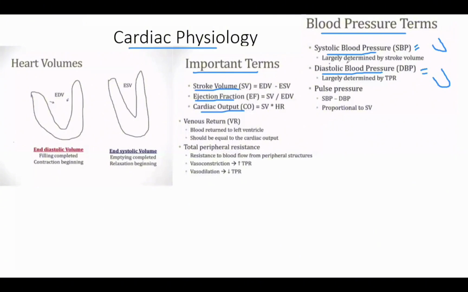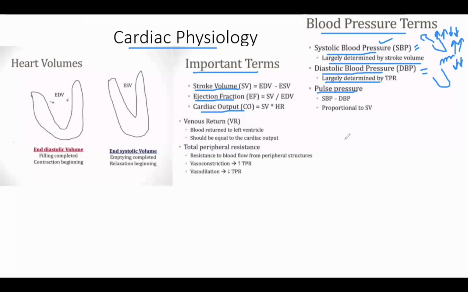The systolic blood pressure is largely determined by the stroke volume. So if the stroke volume is increased, the systolic blood pressure will rise. And diastolic blood pressure is majorly determined by the peripheral resistance. If the peripheral resistance is high, the diastolic blood pressure will be high. But if the peripheral resistance is low, the diastolic blood pressure will be low. And the systolic blood pressure is determined by the stroke volume. So if the stroke volume is high, the systolic blood pressure will be high. If the stroke volume is low, the systolic blood pressure will be low.